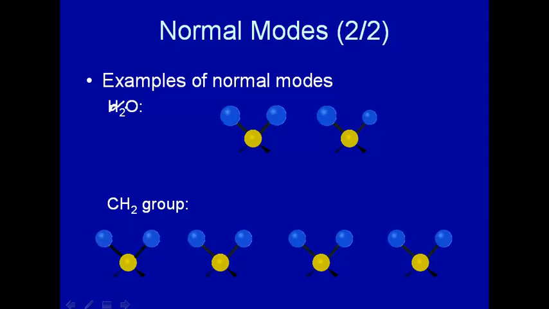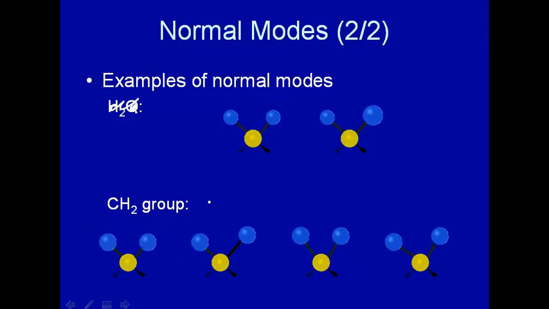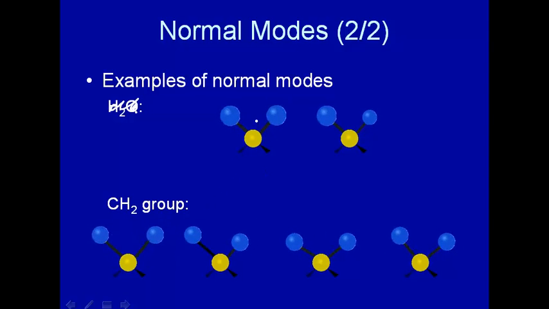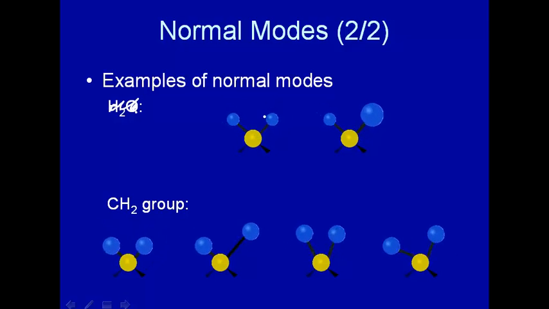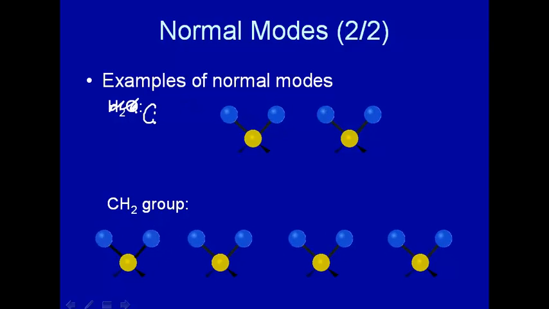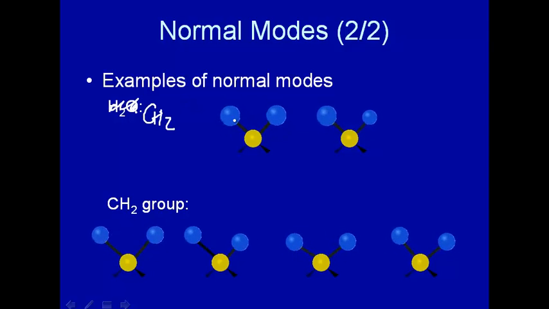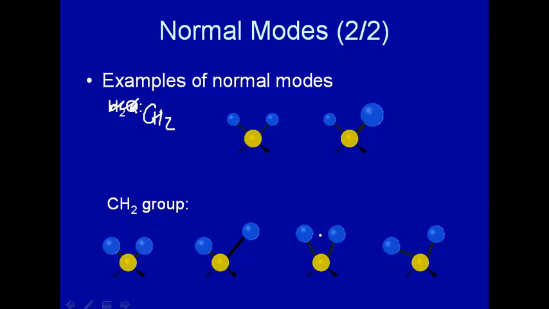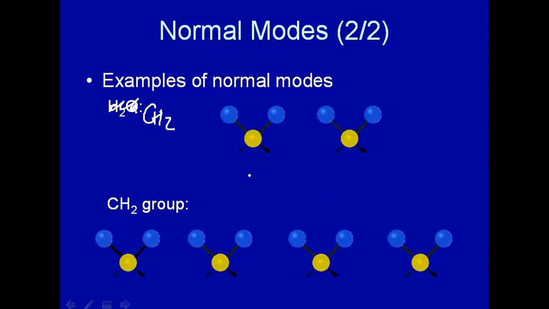Now, here's an animation of some normal modes. This is not water, by the way. This is something else. This is a carbon and two hydrogens, and these are some normal modes. Here the C is for the CH2 group. Here the hydrogens are coming out towards you and away. Here they're sort of wagging this way. Here's another one, another one, another one. So any vibration of a CH2 group can be described in terms of a linear combination of these.